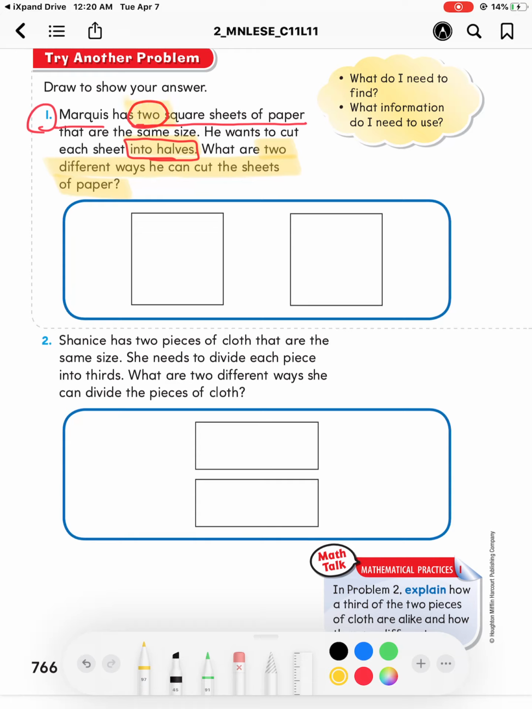Now let's go back to our square sheets. The first sheet, I will divide it into 2 using a diagonal line from this point till this point, like this. Okay? For the second one, I will draw a line like this.